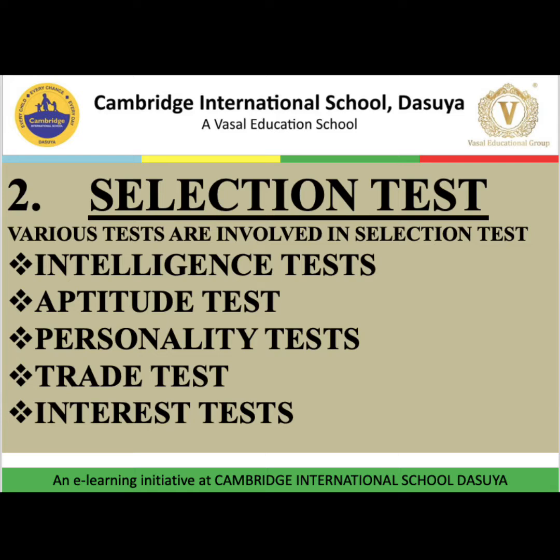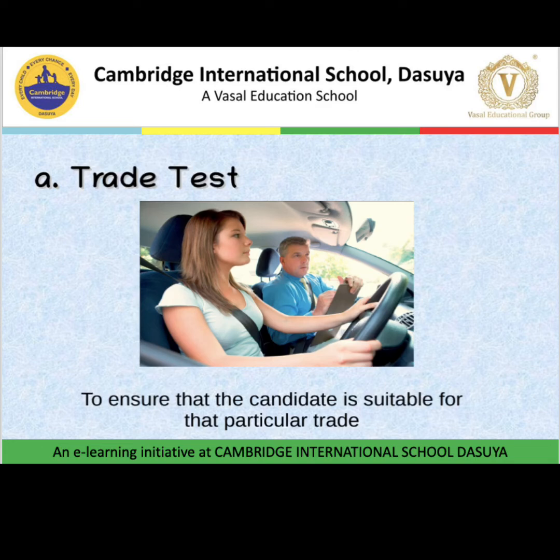Selection test. The main aim of selection test is to measure certain characteristics of an applicant with the help of various tests involved in the selection test: intelligence test, aptitude test, personality test, trade test, and interest test. Now the first test which we need to conduct under the selection test, that is trade test, to ensure the candidate is suitable for the particular job or trade.